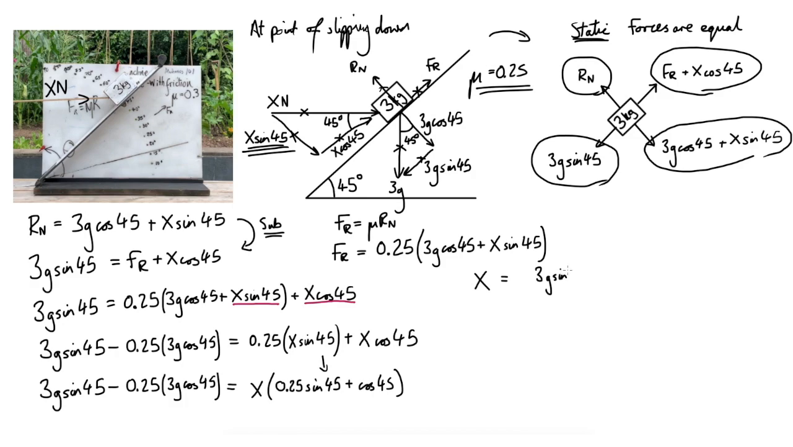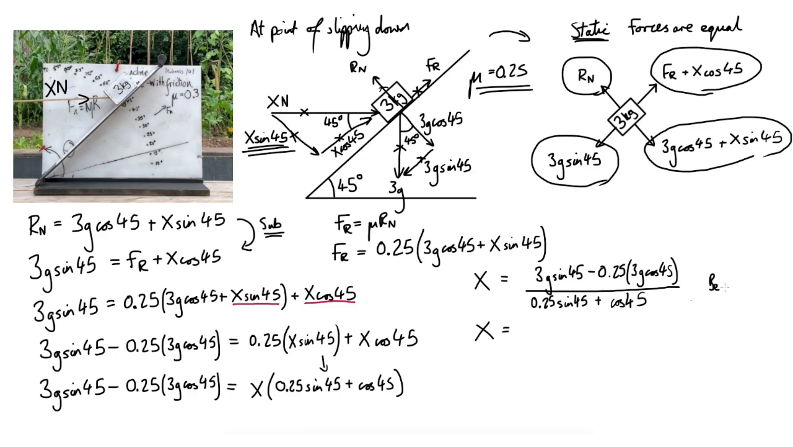3g sine 45 minus 0.25 times 3g cos 45, and this is all divided by 0.25 sine 45 plus cos 45.